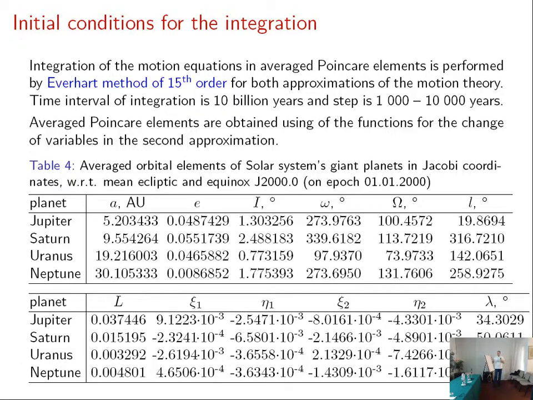Averaged Poincaré elements are obtained using the functions for the change of variables in the second approximation. And averaged Kepler and Poincaré orbital elements of solar system giant planets are given in this table in Jacobi coordinates with respect to mean ecliptic and equinox J2000. Let's consider the results of integration.